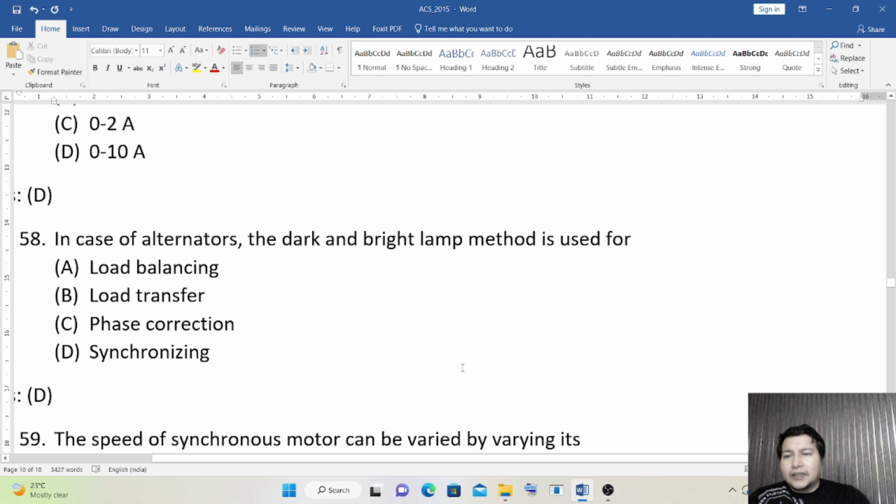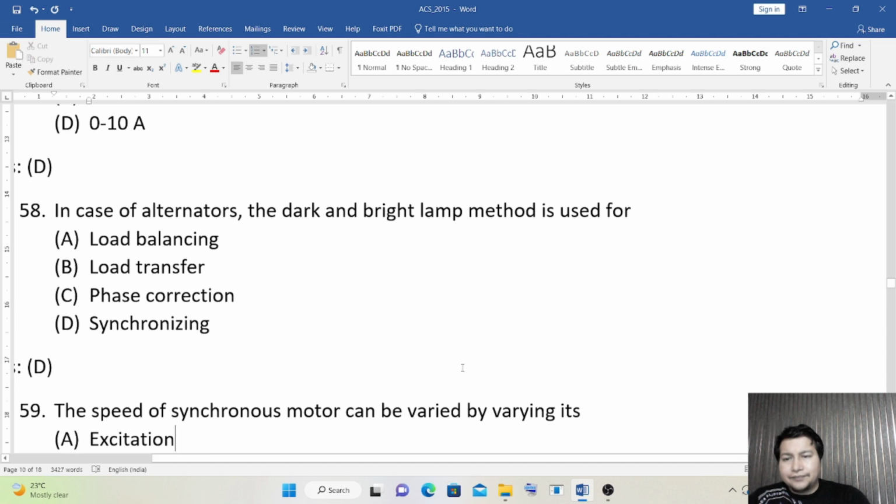58 number question. In case of alternators the dark and bright lamp method is used for load balancing, load transfer, phase correction, synchronizing. Eto ami synchronizing or electrical machine labor experiment koribo lage, to eto sobi jana. Option D to correct answer.